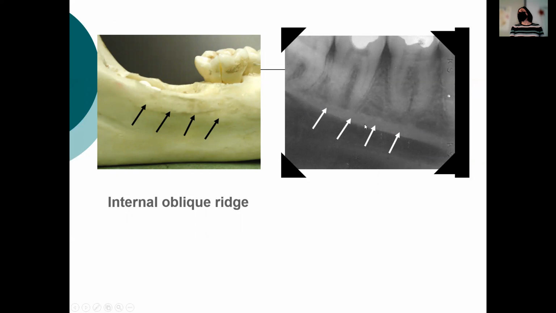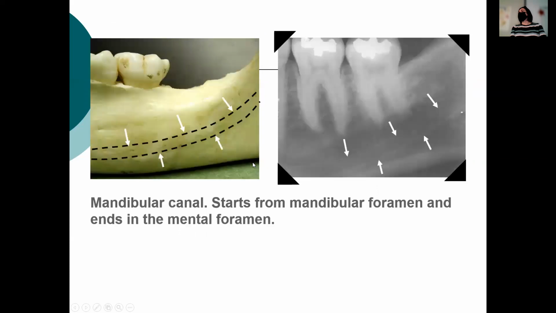Internal, thicker, white, a little bit whiter. And the thin white lines of the walls of the canal. So the nerve runs through the center, and then the white lines are the wall of the tube or the canal.